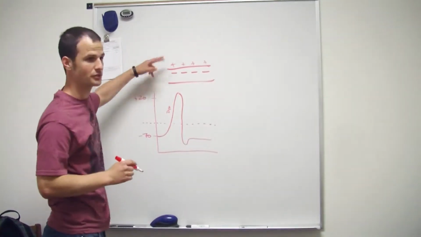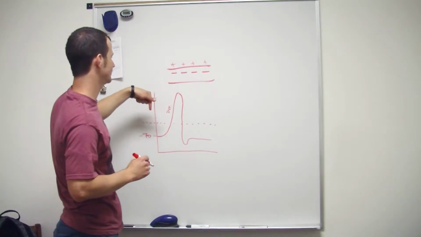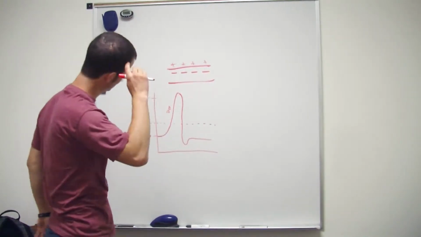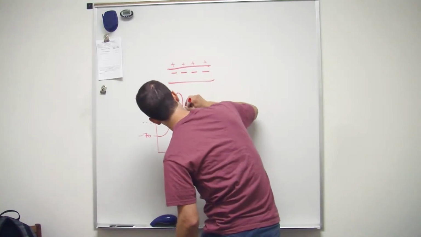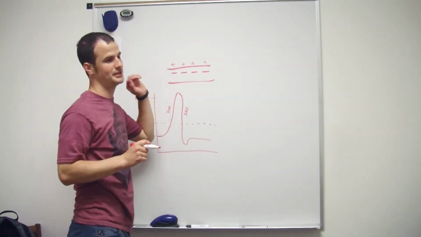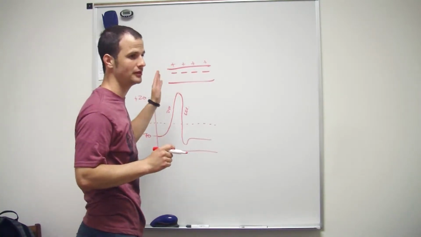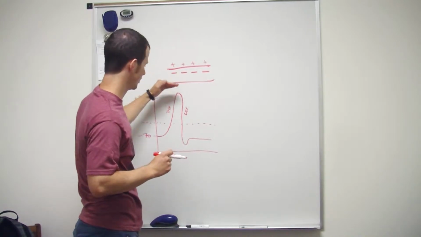This is when the charge is switching, with sodium channels open and sodium coming into the cell, switching the charge. Then we have a period of repolarization, which is when the potassium gated channels open up and let potassium out of the cell to bring the charge back down.